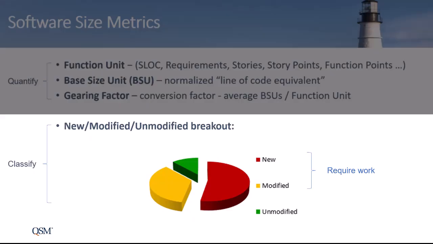A breakout of new, modified, and unmodified functionality classifies the type of work being done. New is code or features created for the current release. Modified is pre-existing code or features changed for the current release. And unmodified is pre-existing code or features used as is in the current release. Software project estimates and forecasts are based on new plus modified size percentages because they require work. Unmodified percentages are excluded from the size estimate but can be used to adjust productivity.